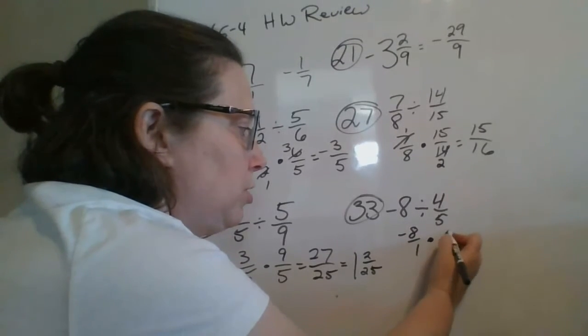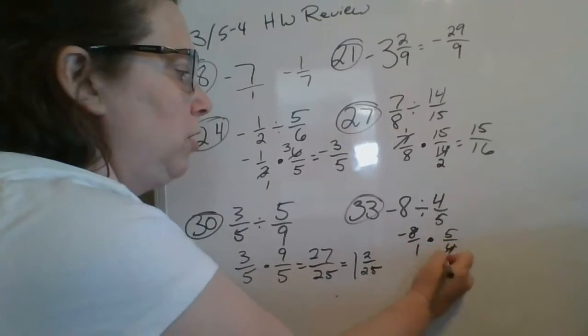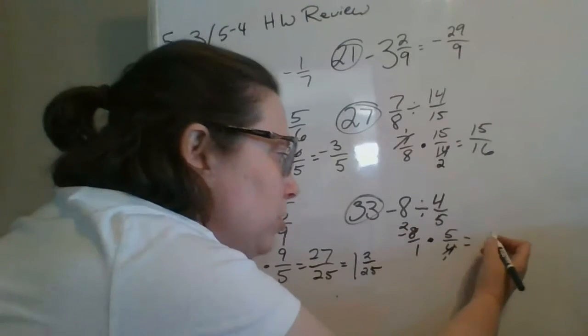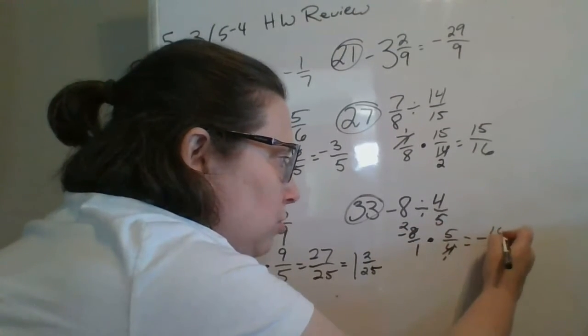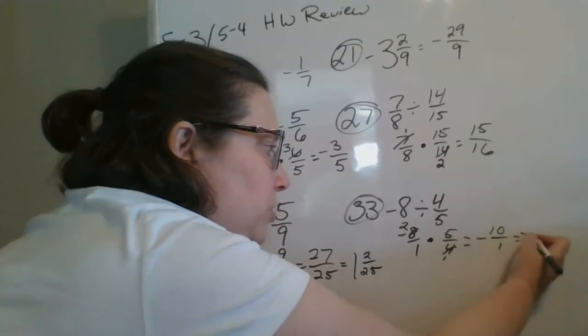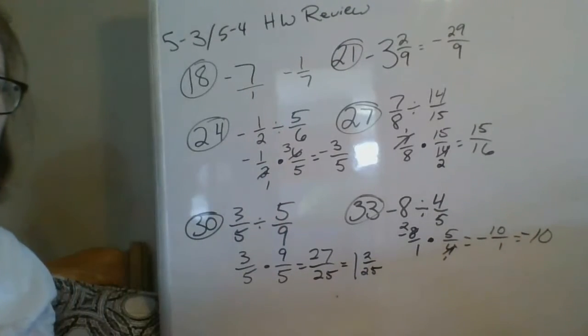Next up, we need to change this -8 into 8/1. Then I can flip, cross reduce, multiply. Negative times a positive is negative. 5 times 2 is 10/1. So my answer here is -10.